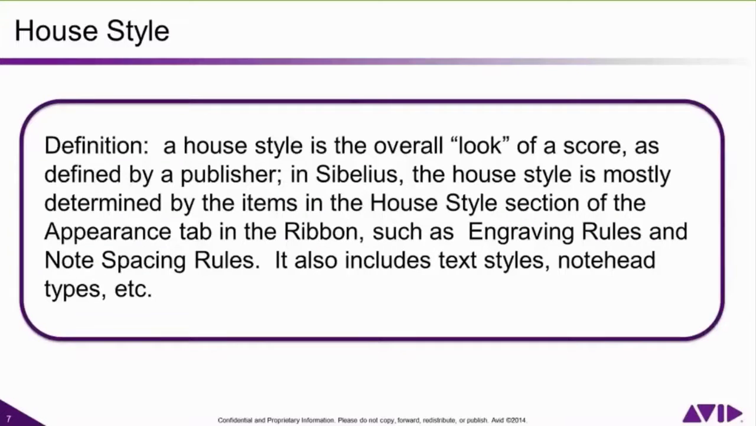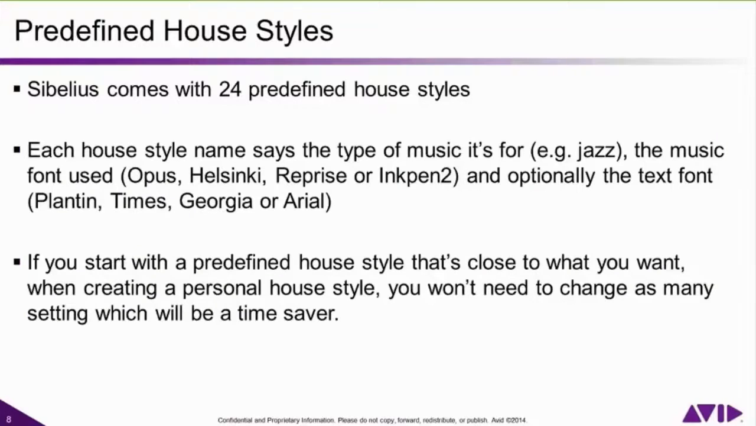A house style is essentially the overall look of a score, as defined by a publisher or as defined by a composer. In Sibelius, the house style is mostly determined by items in the house style section of the Appearance tab in the ribbon. This includes engraving rules and note spacing rules, but it also includes text styles, note heads, symbols, etc. Sibelius comes with 24 predefined house styles, and quite frankly, they're set up very expertly, and you can get away with using them in most instances.